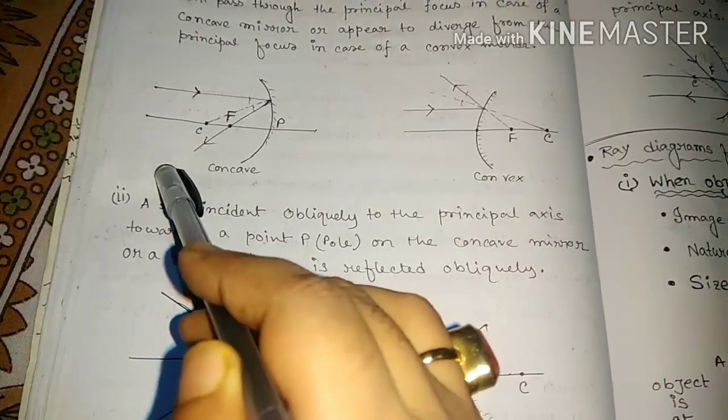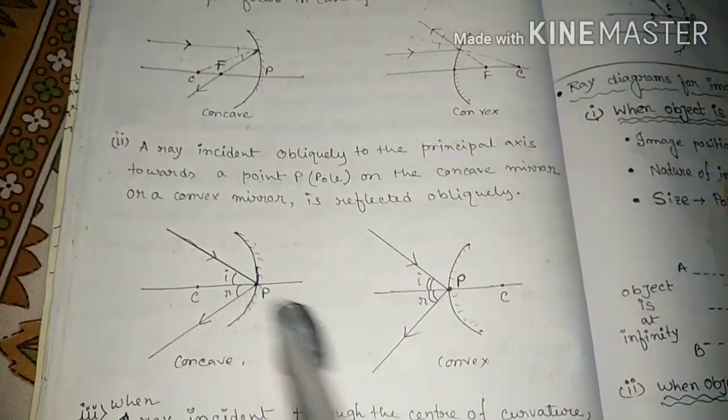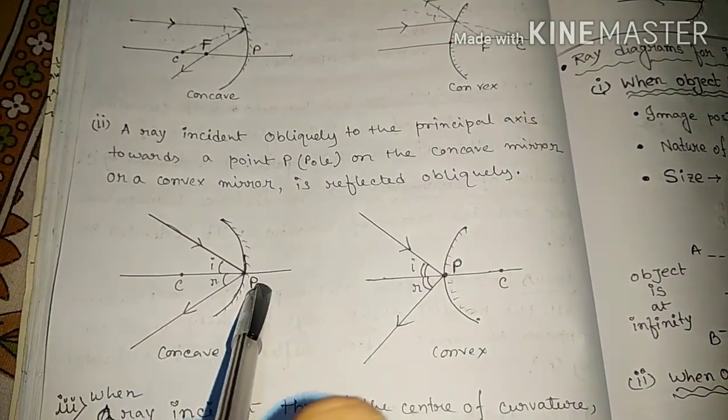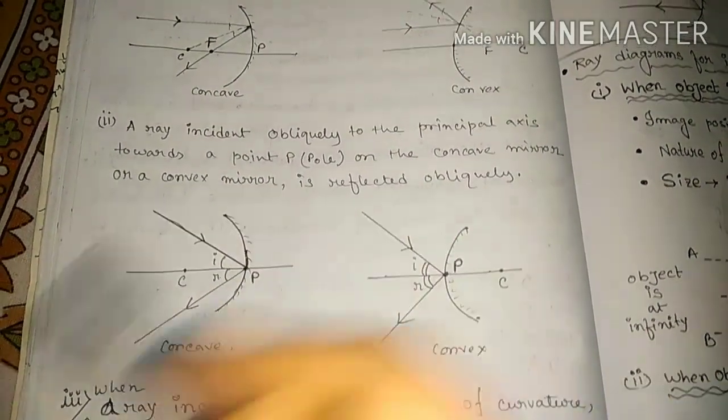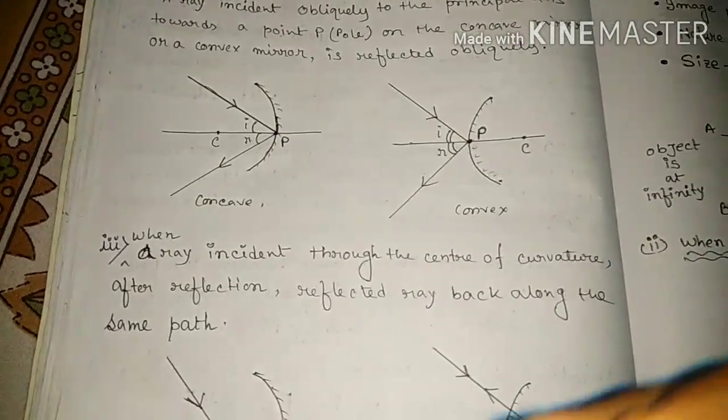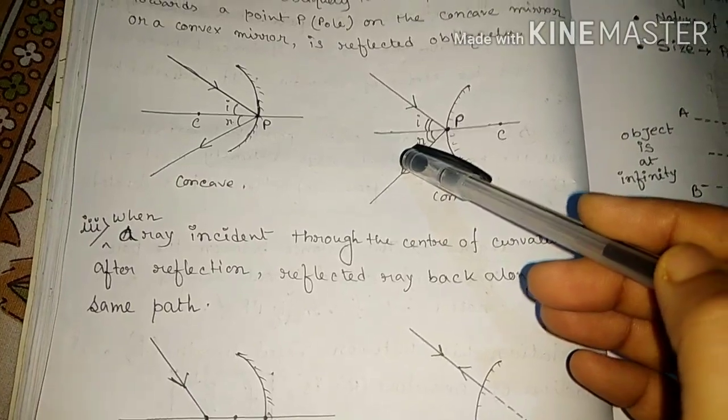First case, if a parallel ray, after reflection it will pass through the focus, in both cases. Second one, if it is directly incident on the pole, then it will be reflected from the pole in another direction, on the other side of the principal axis.